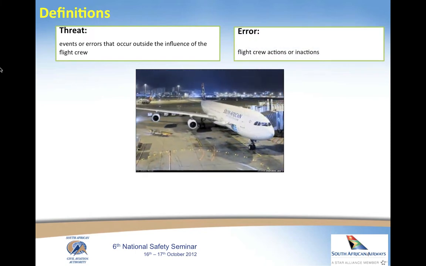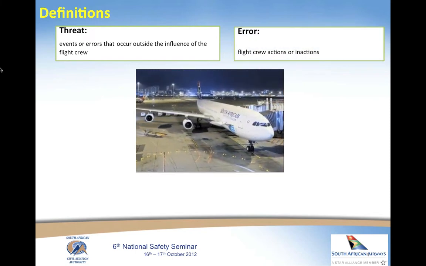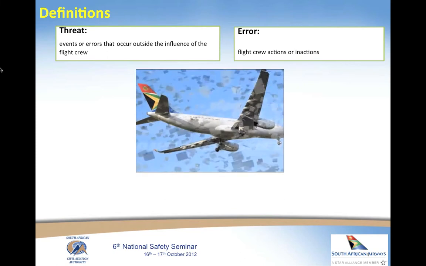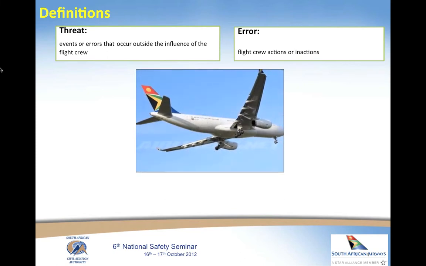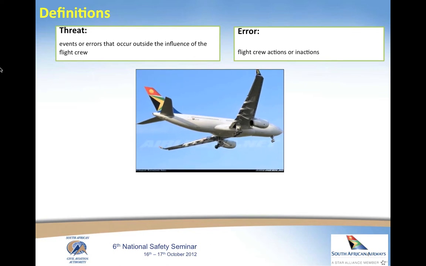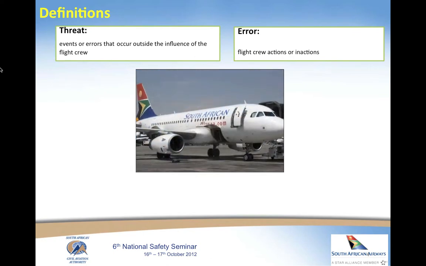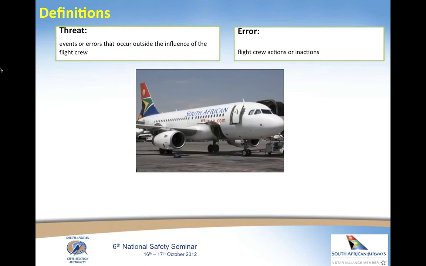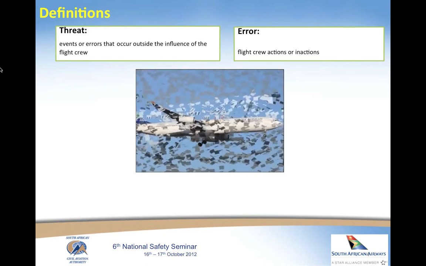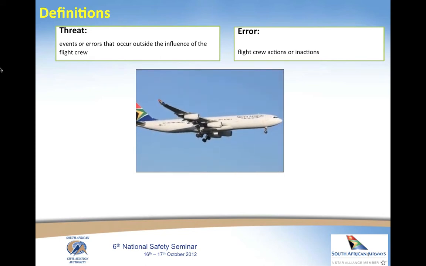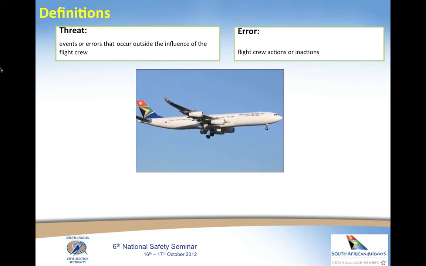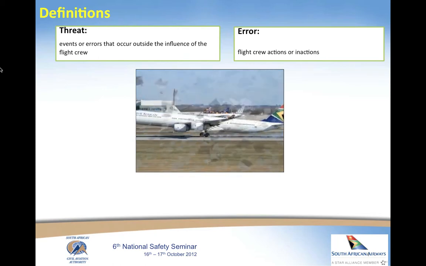An error is an action or inaction. Flight crew errors can be divided into three types: aircraft handling, procedural, and communication errors. Aircraft handling errors are those deviations associated with the direction, speed, and configuration of the aircraft. They can involve automation errors such as dialing an incorrect altitude, or hand flying errors such as getting too fast and high during an approach.